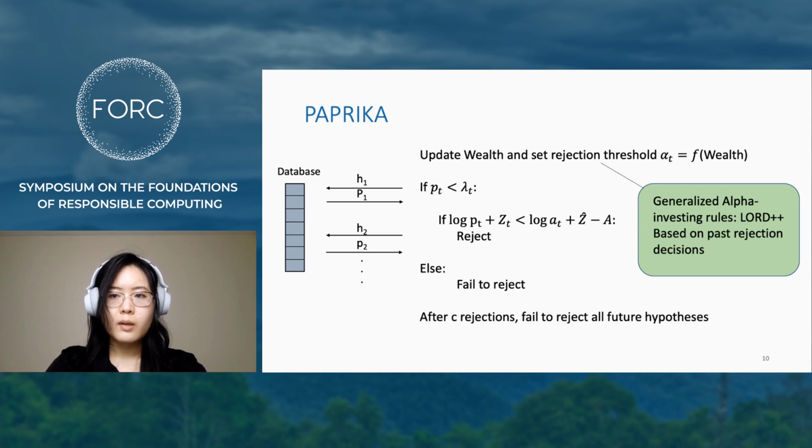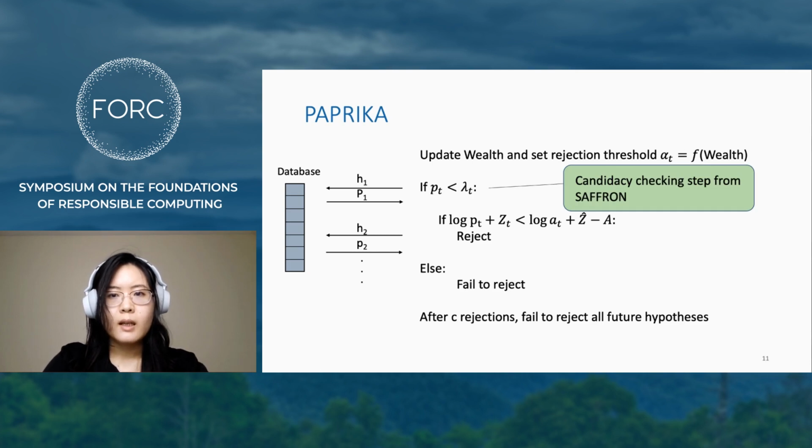We know that the wealth updating rule in the other non-private method, SAFFRON, cannot be applied here because it depends on the data, and this would violate privacy. Here, the updating rule is only based on past rejection decisions.